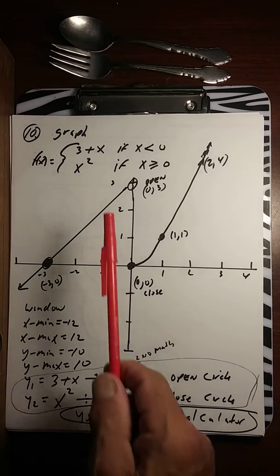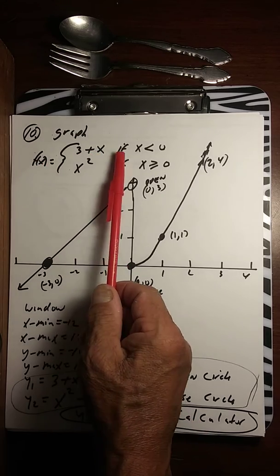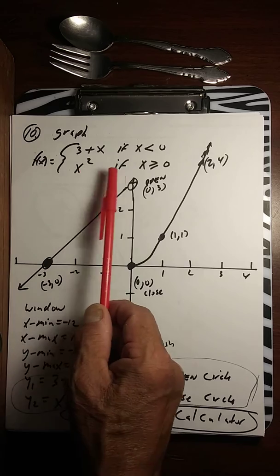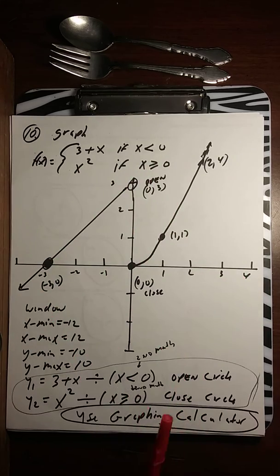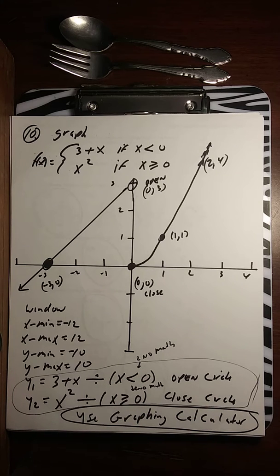The graph of this piecewise function: f(x) equals 3 plus x if x is less than 0, and f(x) equals x squared if x is greater than or equal to 0. So now, this is what we're going to get. One way to do this, can we use a graphing calculator? Sure, let's do that. Let's put some numbers in here: negative 12, 12, negative 10 and 10.